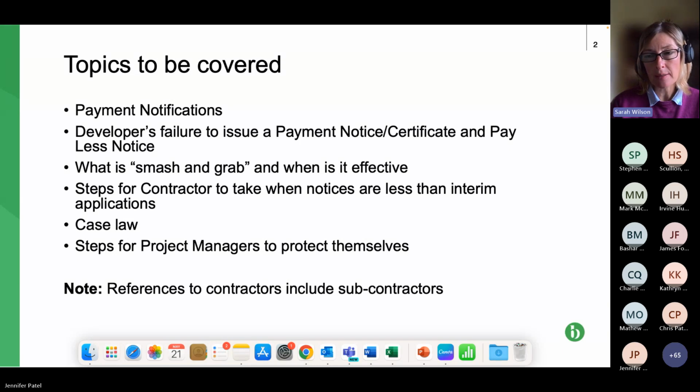We're also going to look at some of the case law around this, just to show that unfortunately it has got quite complicated, and some steps for project managers and contract administrators to take to protect themselves. Before we go on, please note that when we're talking about a contractor doing something, I'm also referring to a subcontractor in a subcontract. Equally, when I'm talking about the developer or the paying party, that also covers a contractor in a subcontract. So particularly if you're a contractor, you're going to be looking at this from both angles.